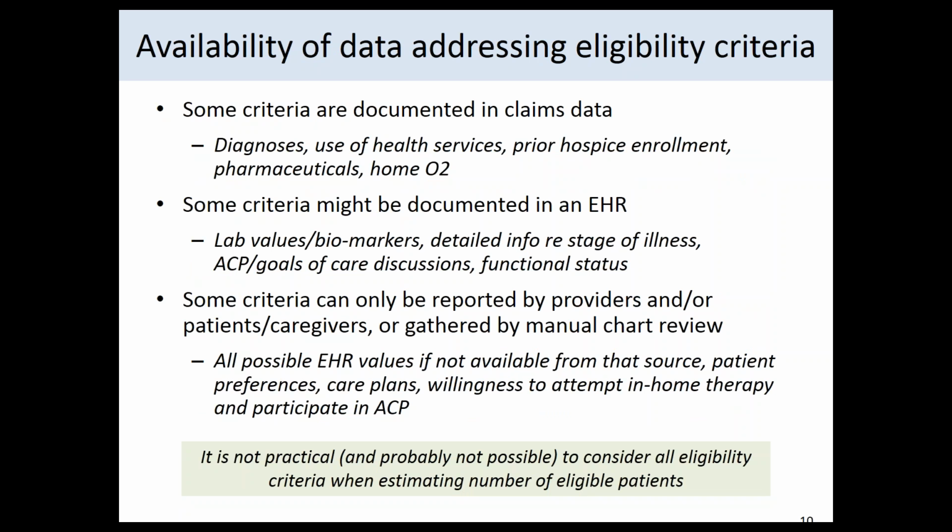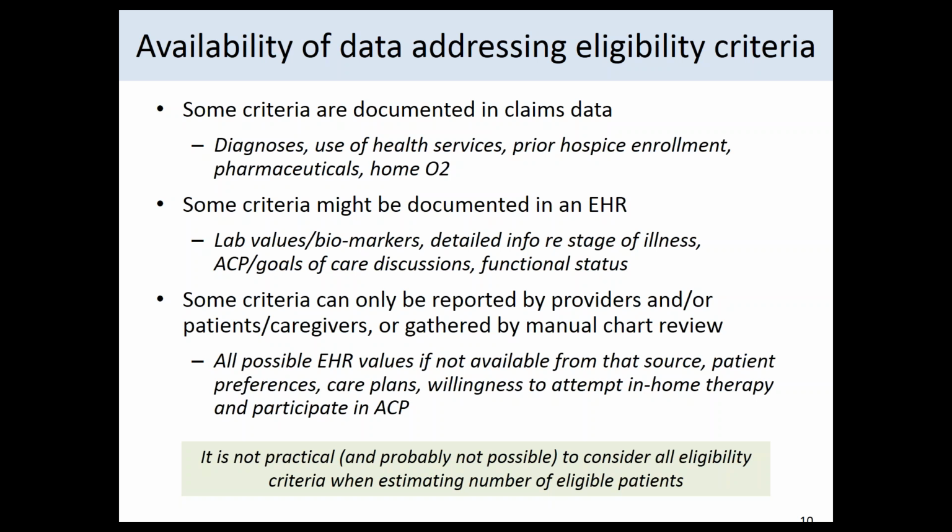And the other thing that you'll note as you consider the eligibility criteria is that there are different sources for the type of information that you need to make an assessment about eligibility. So some of the criteria are documented in claims or administrative data. So information about primary and secondary diagnoses, use of health services like hospital admissions or ED visits. Prior hospice enrollment could be used as a proxy for evidence of advanced disease. Information from pharmaceutical claims databases, for delivery of chemotherapy, for example, could be picked up there along with diagnosis and procedure codes, or orders for home O2.